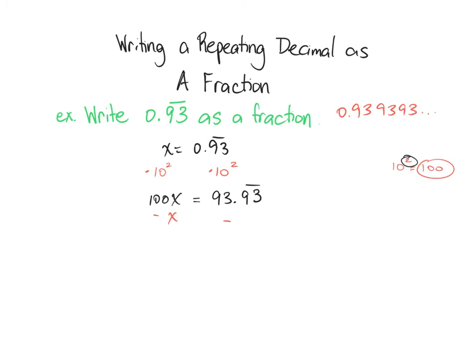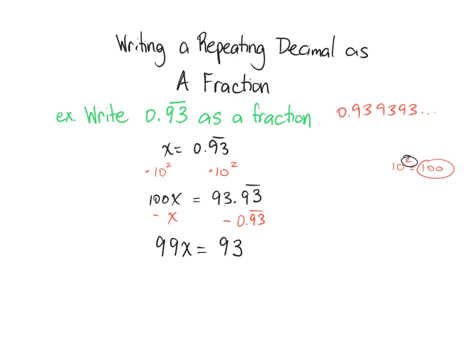So we're actually going to go ahead and take 0.93 away from that side. We're taking x away from both sides, but it just looks different on the left than it does on the right. All right, we're almost there. Don't panic. Things will be okay. We get 99x is equal to 93 because 100x minus x is 99x.